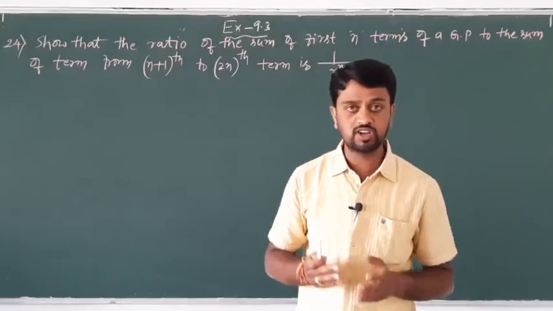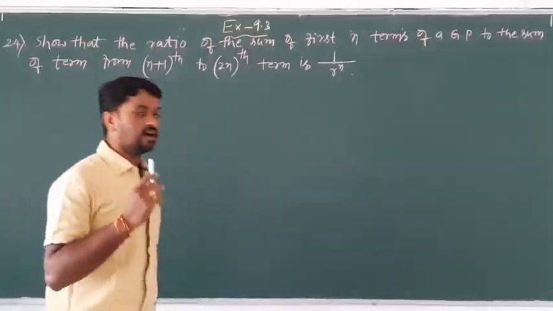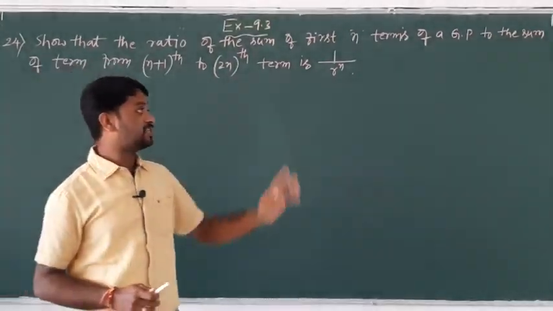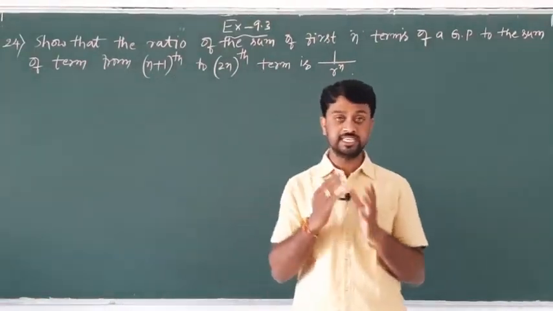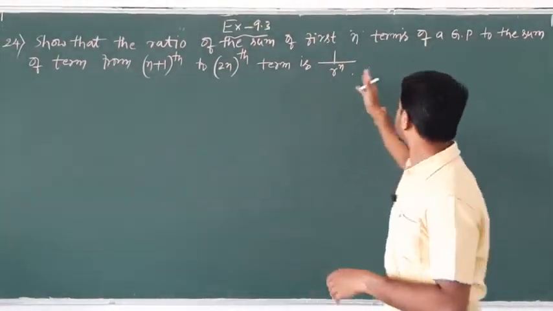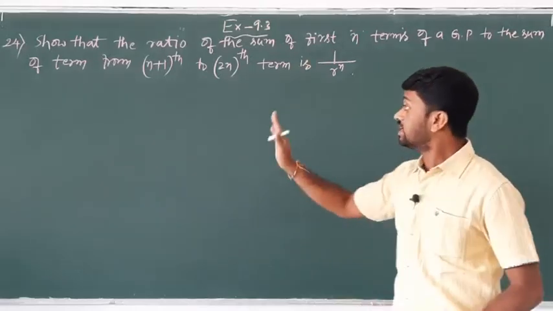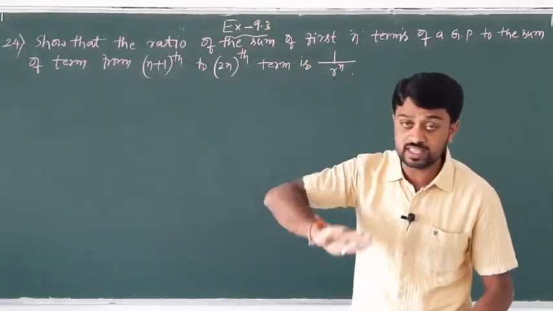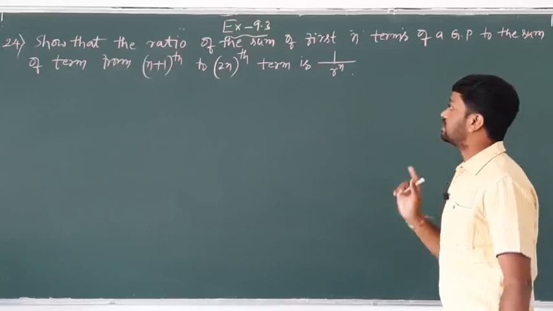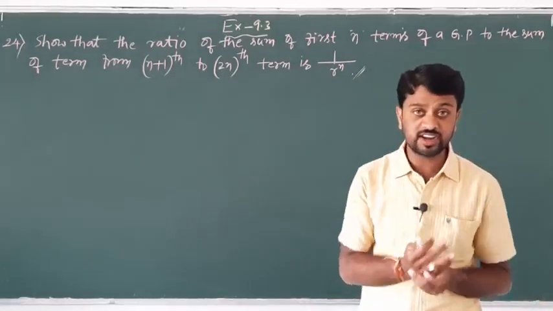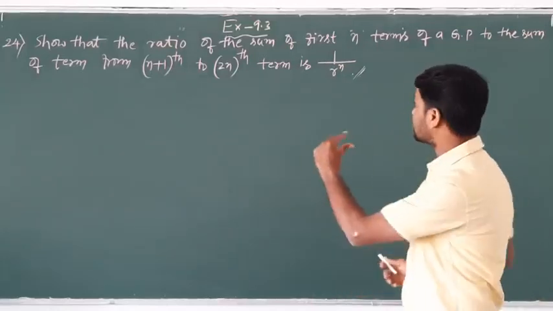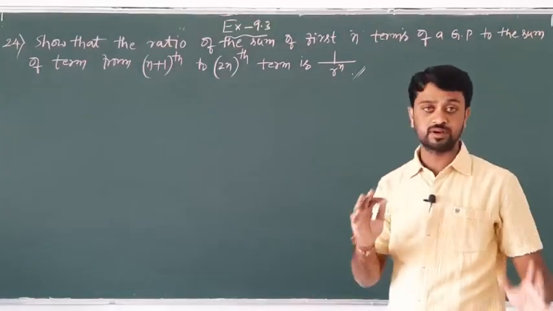Now I will start from question number 14. Listen carefully. Show that the ratio of the sum of the first n terms of a GP to the sum of the terms from the (n+1)th term to the 2nth term is 1 by r power n. What is our target? We have to prove 1 by r power n.